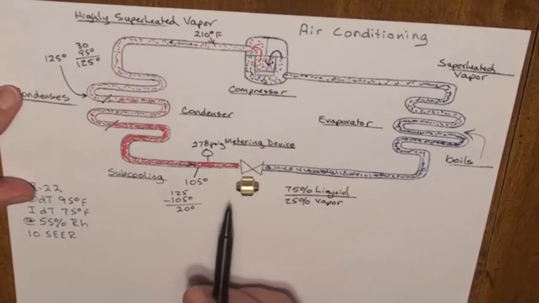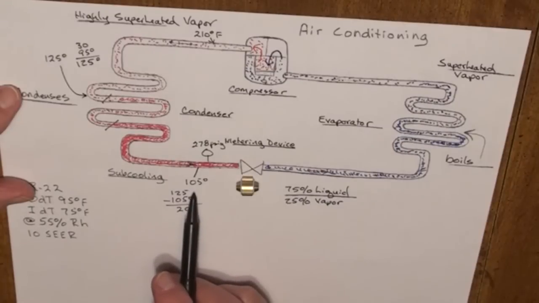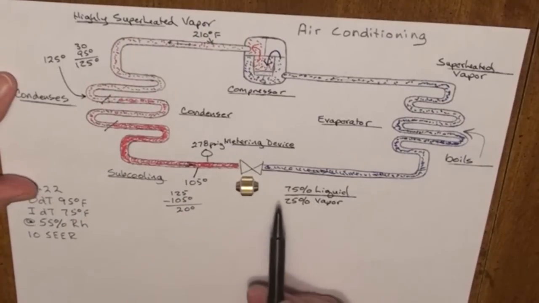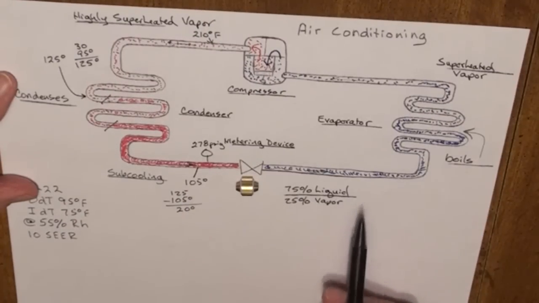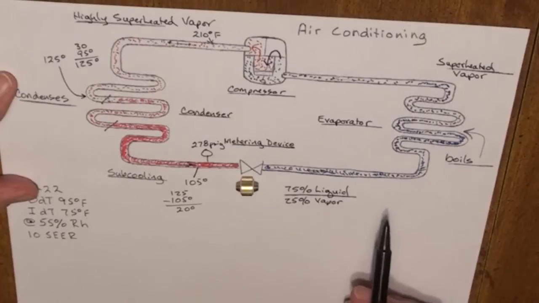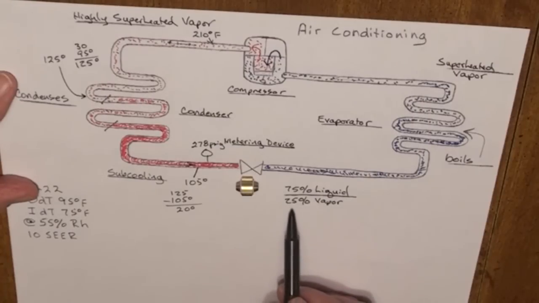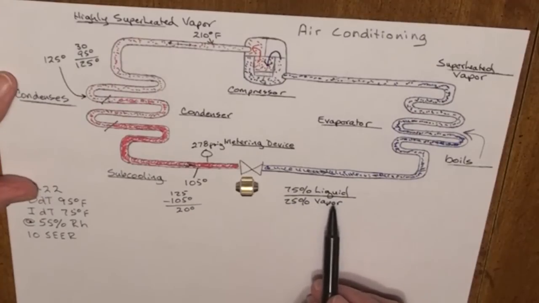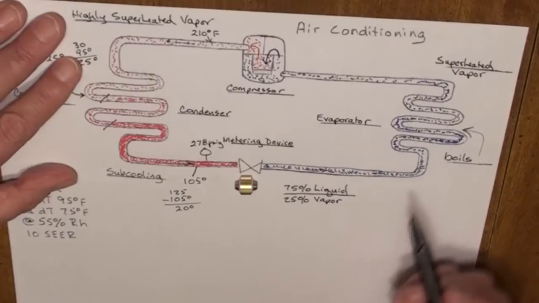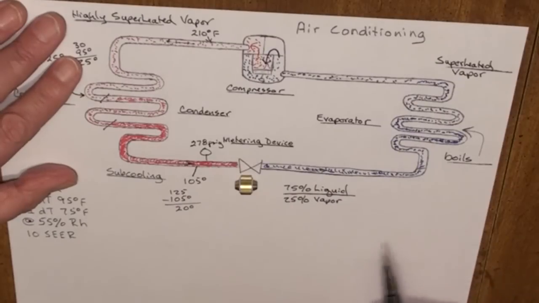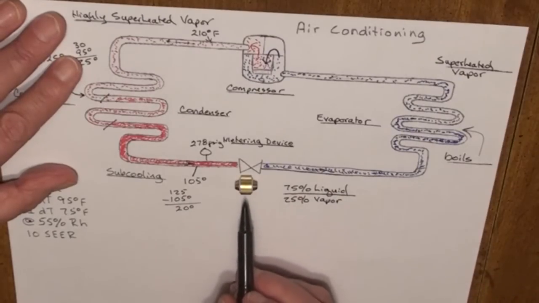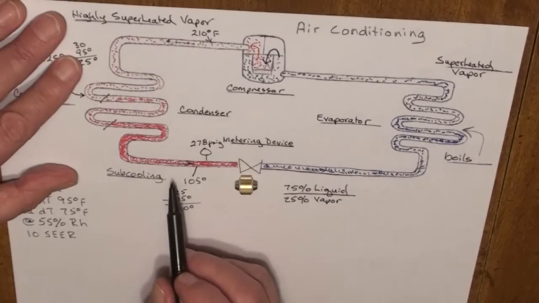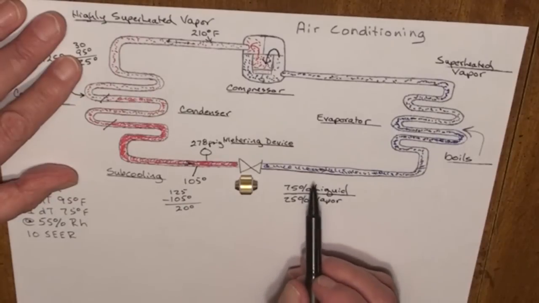It enters one side of this metering device as 105 degree pure liquid. When it leaves the metering device, it immediately flashes to a 25% vapor and a 75% liquid. That's because the pressure immediately changes. The metering device acts as a dividing point in the system, creating the high pressure side and the low pressure side.